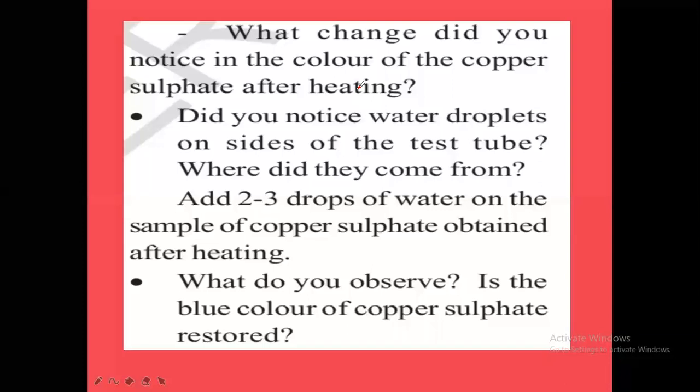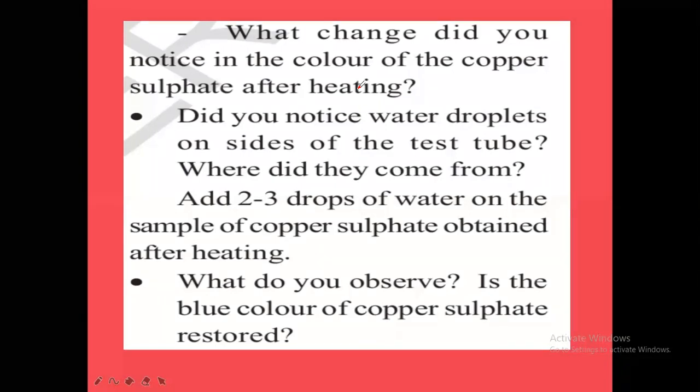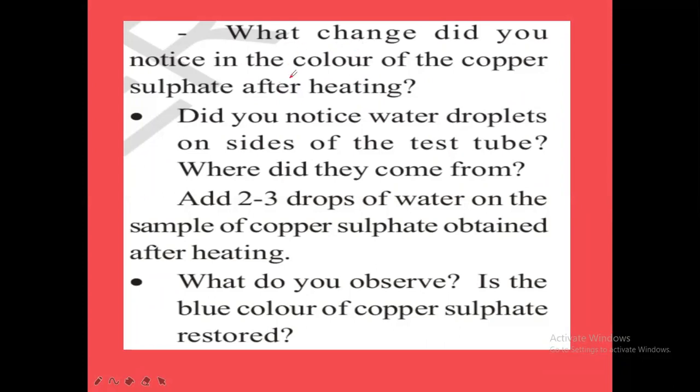Remember. That means initially what we have taken in the test tube? CuSO4 5H2O we have taken, that is blue in color. Now we heated that one. After heating, the 5H2O is lost, the water of crystallization is lost, only dry CuSO4 will be left over, which will have which color? White color. Okay, so what is the change in color here? Blue color disappears and white copper sulfate is formed.